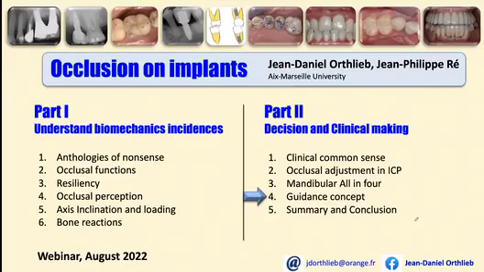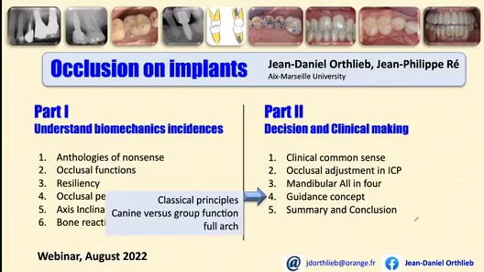And the last point that we have to open is the guidance concept. We will have three parts of the guidance concept: classical principles, the discussion between canine function and group function, and organization of the full arch.